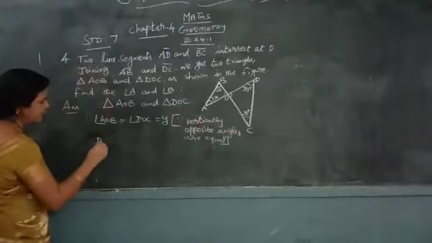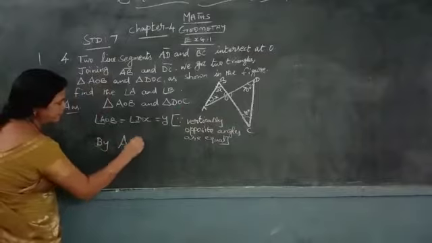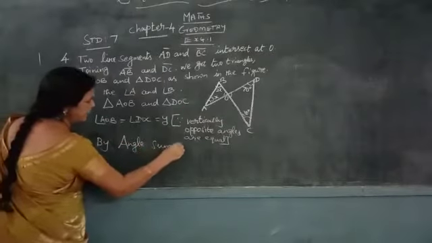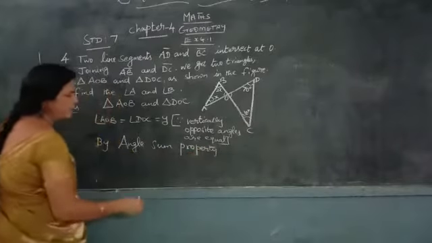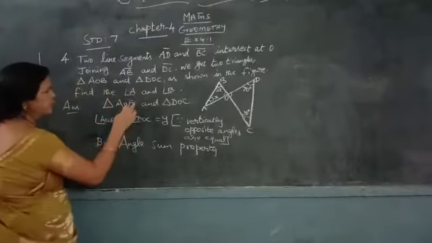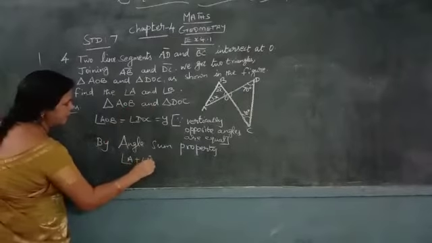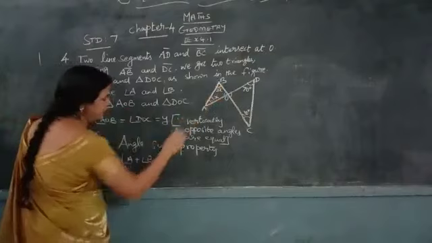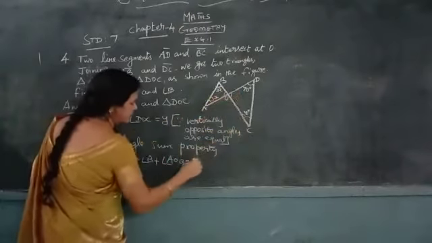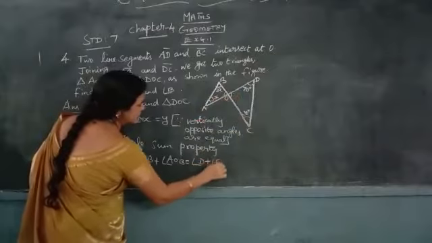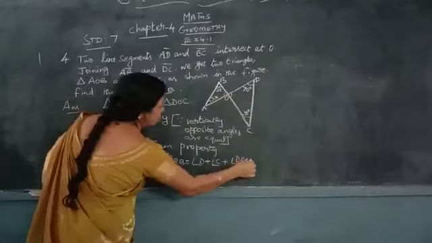Next, by angle sum property, we know that we get 180 degrees, isn't it? From triangle AOB, angle A plus angle B plus angle AOB equals 180 degrees. Similarly, angle D plus angle C plus angle DOC equals how much? 180 degrees.